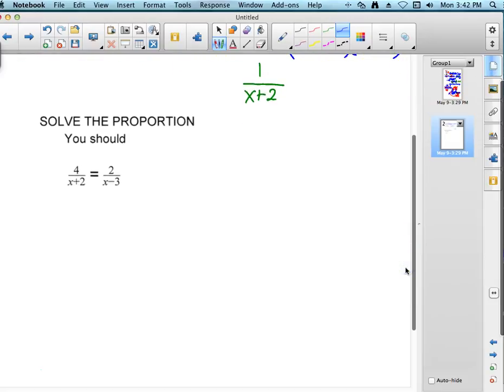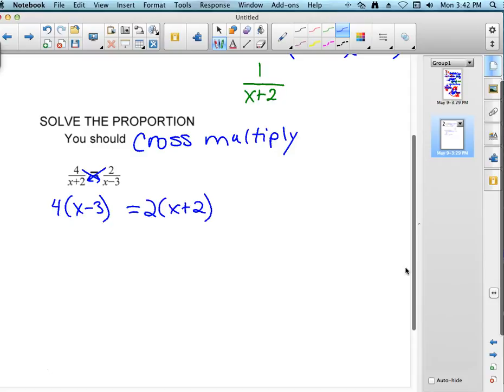All right. Then we tackled some proportions. When you are solving a proportion, you have to cross multiply. All right, this would have been in Unit 4. Cross multiplying. We are going to take 4 times x minus 3, and it has to balance with what we get when we cross the other direction, 2 times x plus 2.